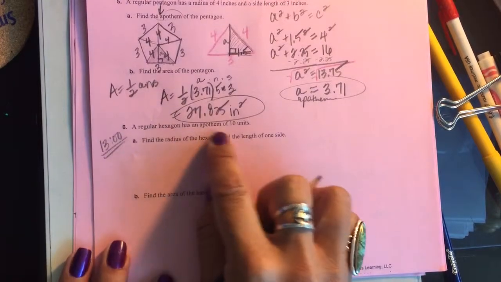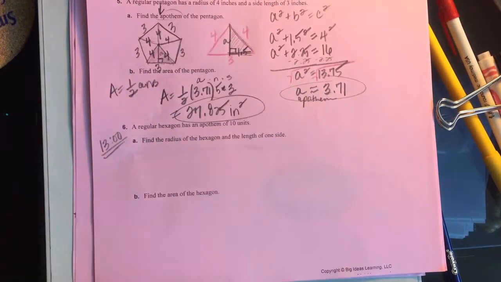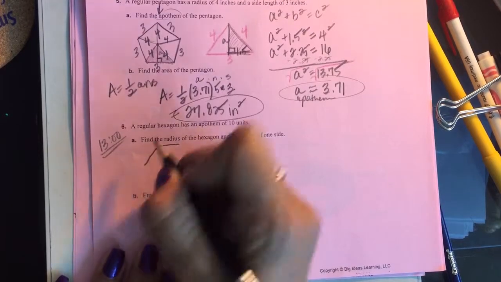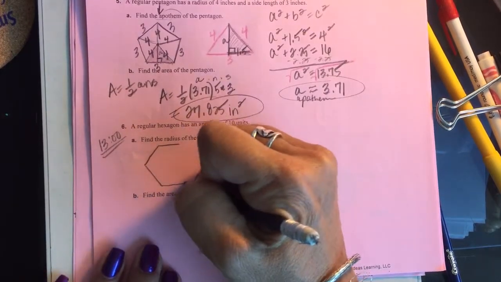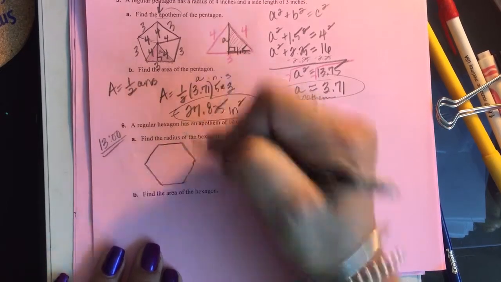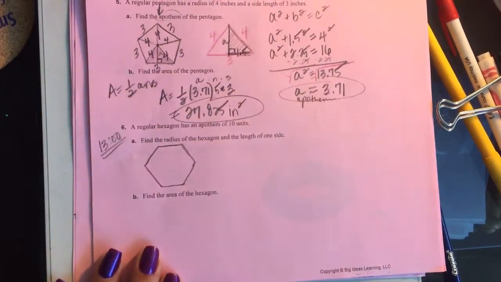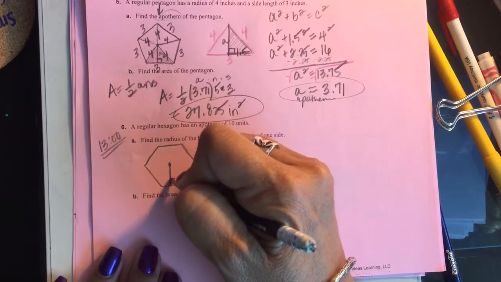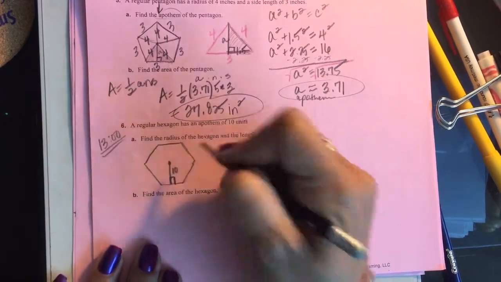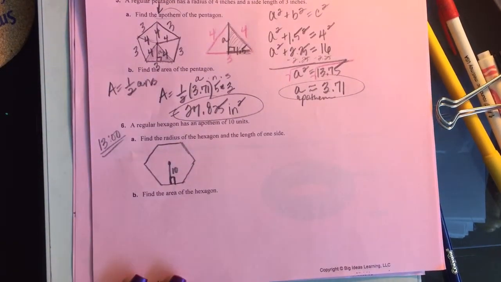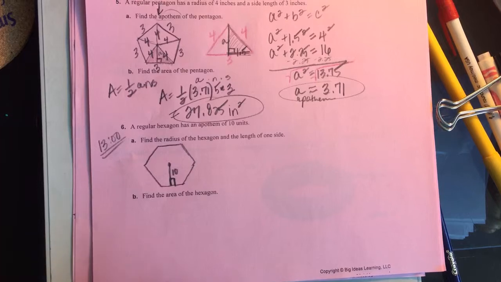A regular hexagon has an apothem of 10 units. The only thing we have is that the apothem is 10 units. I'm going to go draw a regular hexagon carefully. The only thing we know is the apothem, that's not bad, is 10 units. So really, that's it right there, 10. That's the only measure we have. That's a right angle mark. It's getting dropped in there. That's the only measure we know.